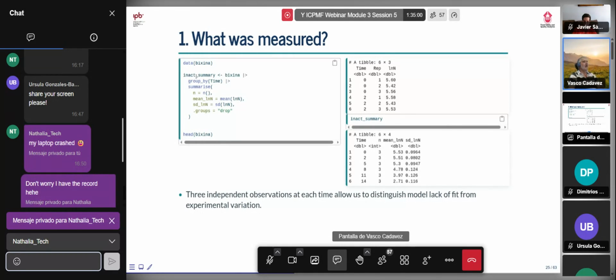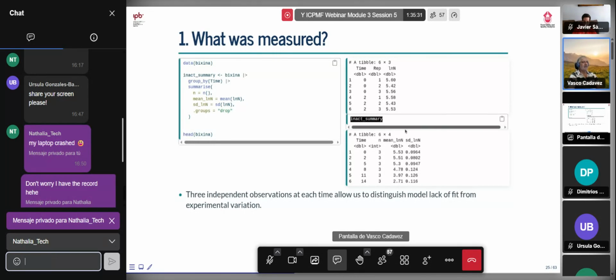And in this case, I'm making a summary of the data. So I'm saving this inactivation summary from the Vixina. I'm doing a pipe, grouping by time, and then I summarize. Then you check the head of Vixina, and you can see that we have time, repetitions, and the n in natural logarithm scale.